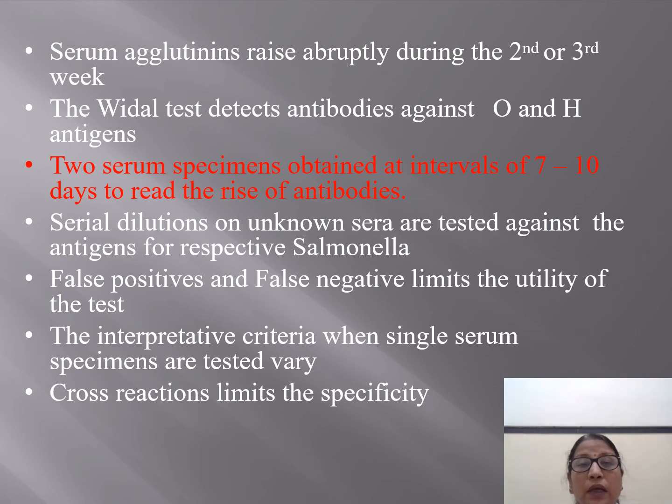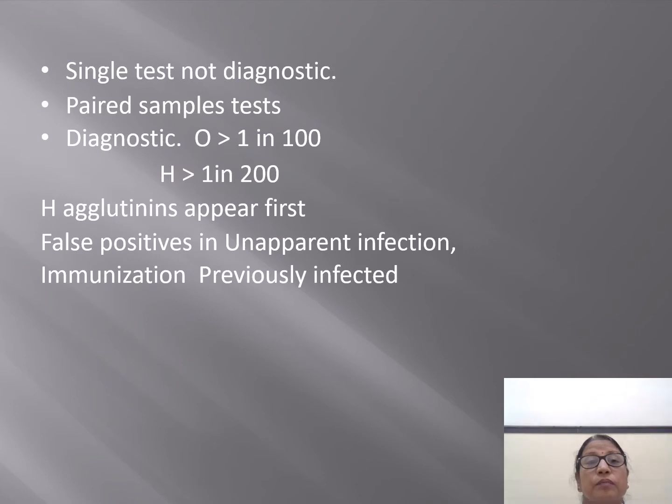False positives and false negatives limit the utility of this test. If we are taking a single serum specimen, it becomes difficult to interpret the test, and cross reactions limit the specificity of the Widal test. Hence a single test is not diagnostic. So you have to take samples in the first week and third week, or if you are taking a single sample, then take it in the second week of disease, because antibody will not appear during the first week.